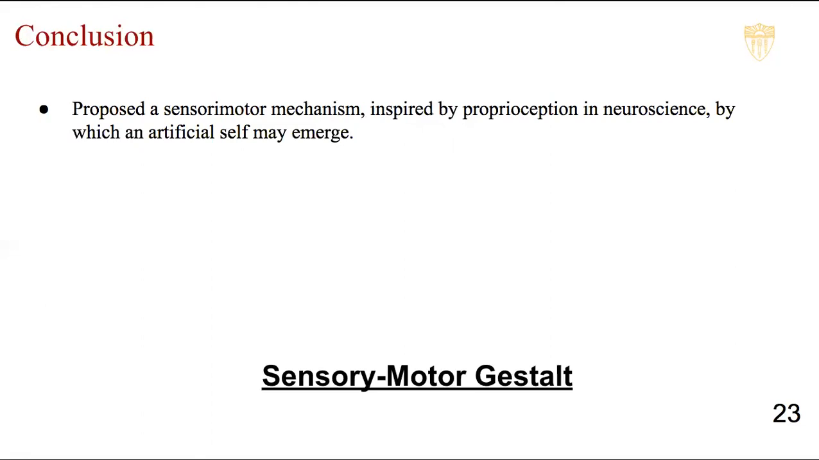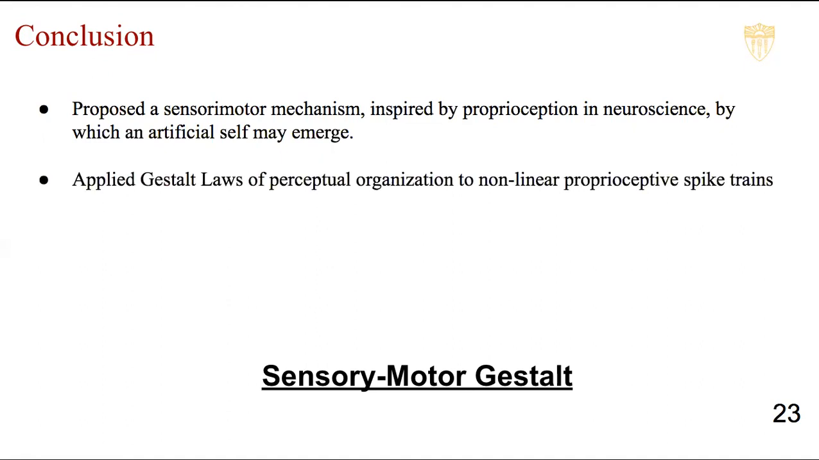In conclusion, we proposed a sensory-motor mechanism inspired by proprioception in neuroscience by which an artificial self may emerge. We did this by applying Gestalt laws of perceptual organization. One drawback of past implementations of sensory-motor contingencies is that they're unconcerned with understanding the manifold of feasible transitions, which therefore leads to the incorrect perspective that any action is permissible from a given state. Our approach addresses how the sensory-motor self should constrain one's agency and perceptual space to feasible tasks.